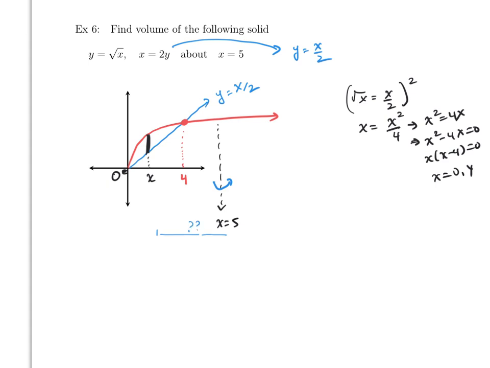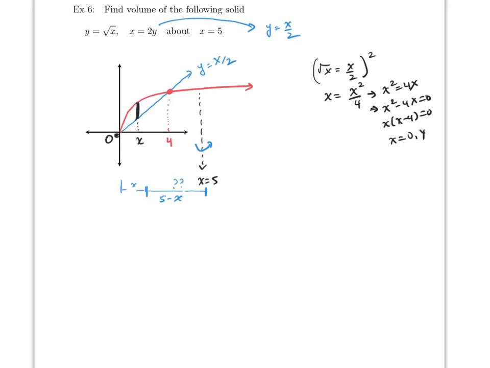So essentially, we need to figure out what this distance from here to here is, okay? So how much is this distance? That's what we care about. Now notice the distance from here to here is x, and the distance from here to here is 5. So therefore, the distance from here to here, which is what we want, has to be 5 minus x. I mean, that should be obvious, because x plus 5 minus x gives you 5, which is the distance, okay?